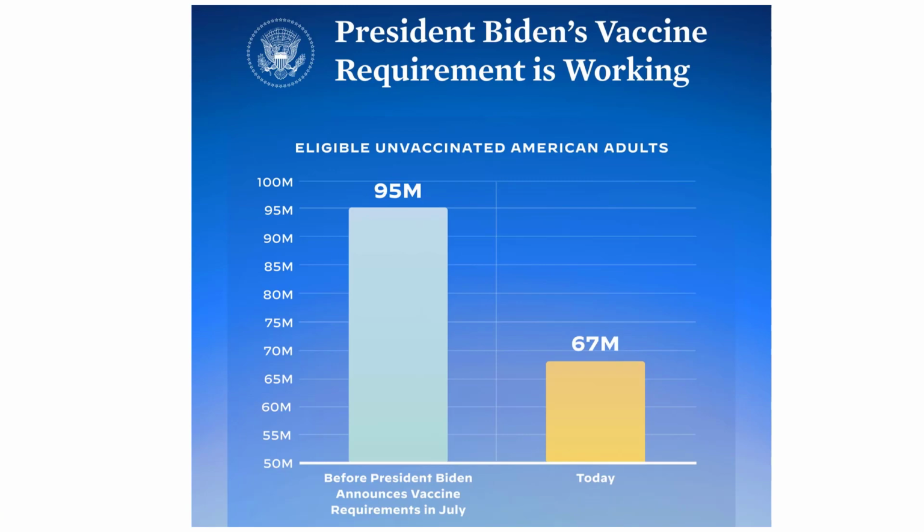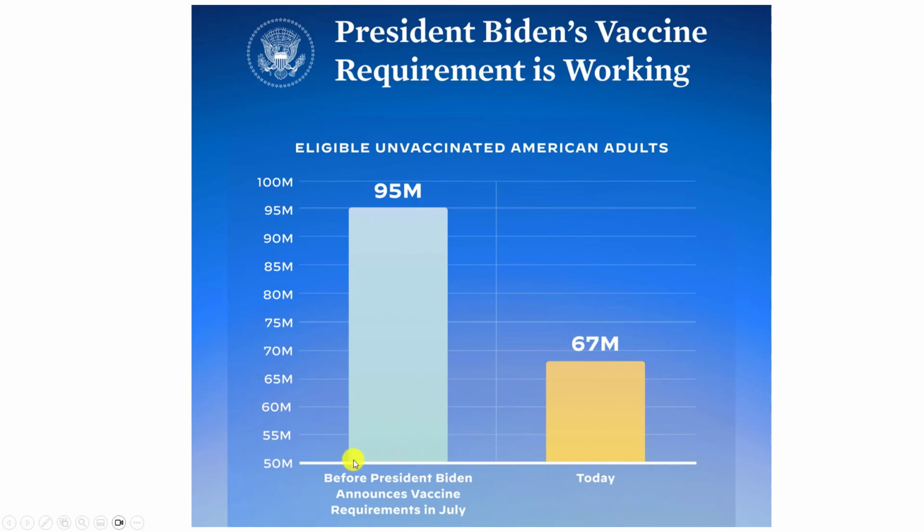So here is a post from President Joe Biden's Facebook page where he was showing the eligible unvaccinated American adults both before a vaccine mandate for government employees and then sometime later after that. So we can see that 95 million people were eligible for the vaccine in July, and then sometime later there was only 67 million eligible Americans. So kind of the point of this graph was to show that this vaccine requirement is working, right? That's their message here, and that a lot of people are getting vaccinated after this kind of announcement, right?